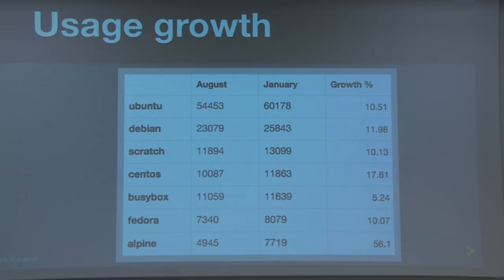Interesting to note the growth there as well. I just did a sample of those, between August and January, so a good few months, but not huge. You're seeing a constant 10% type thing. BusyBox loses out. Alpine is growing massively faster, but from a really small base. Obviously, that's just cannibalizing the BusyBox stuff. Interestingly, CentOS was growing nearly twice the rate of the Debian bits, but again, from a lower base.